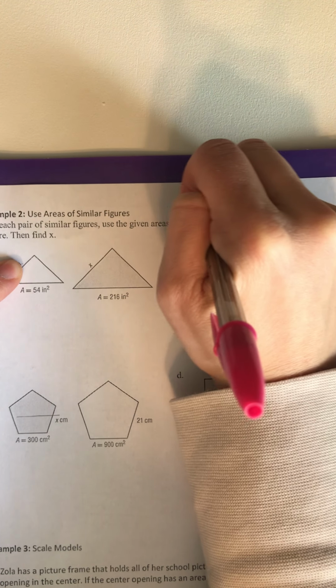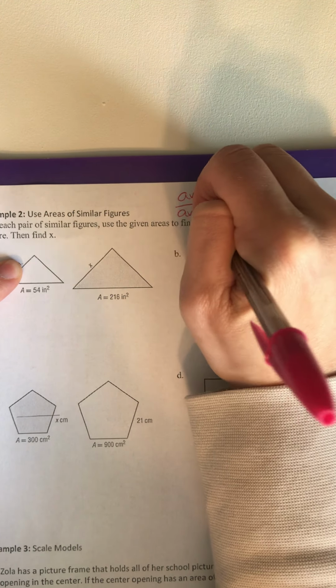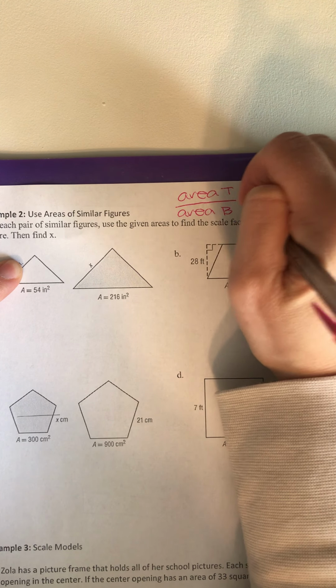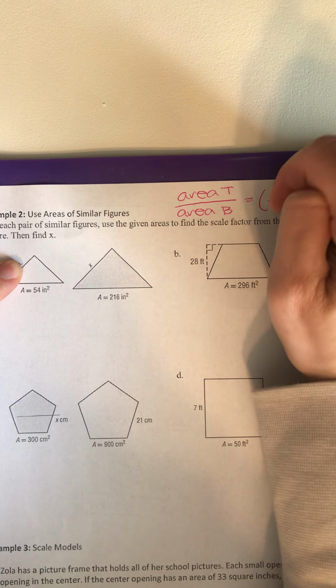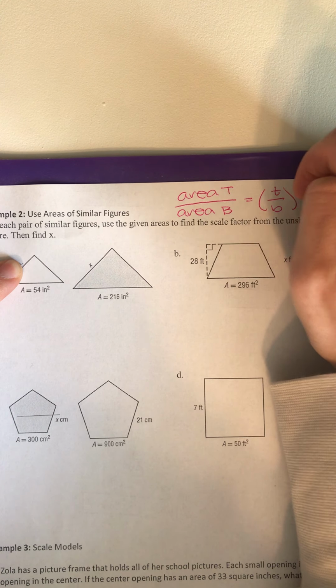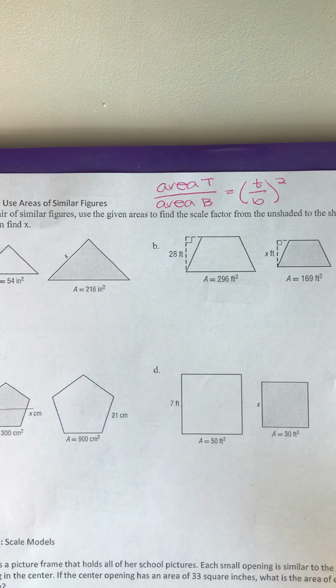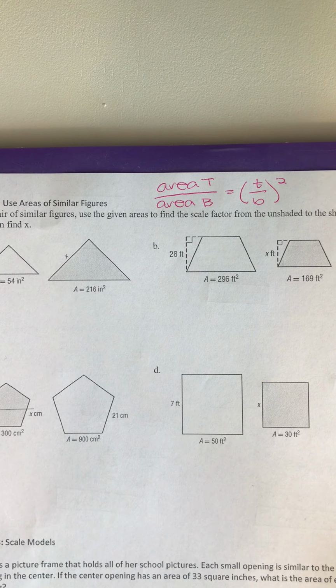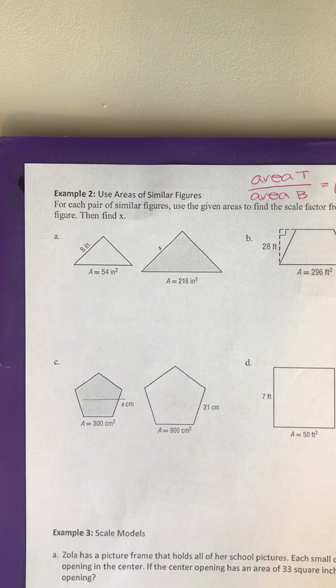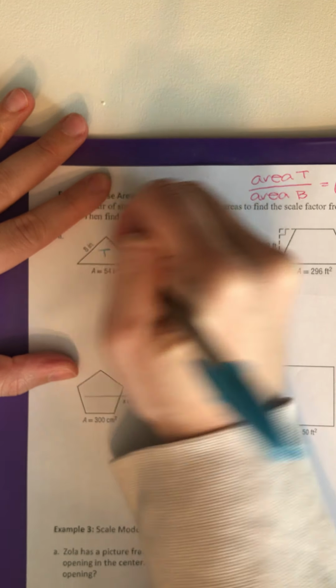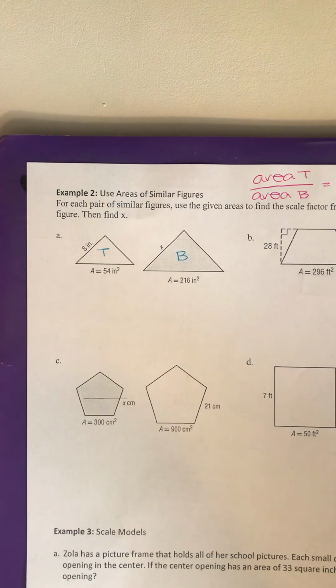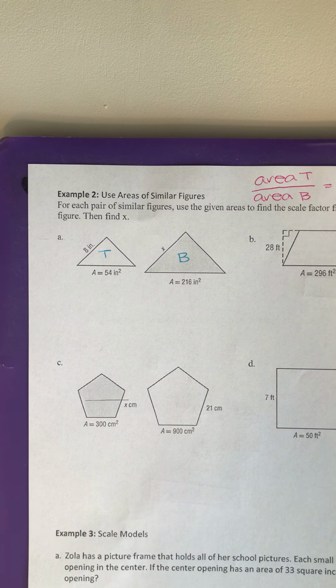Area of top over area of bottom equals the side of the top over that corresponding side of the bottom squared. So I'm still going to label it T and B for top and bottom. And I'm going to fill in the information that I know.